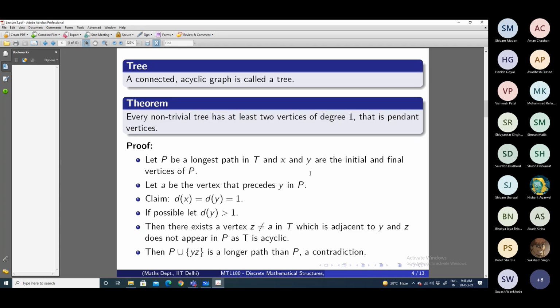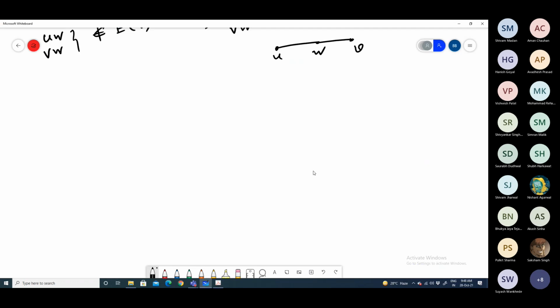Now the theorem says that every non-trivial tree has at least two vertices of degree 1. So if you choose any non-trivial tree, then it must have at least two vertices of degree 1. We will see that. What we'll do is, let P be a longest path in T. What is T? T is the tree, and we choose one longest path. So first we draw.